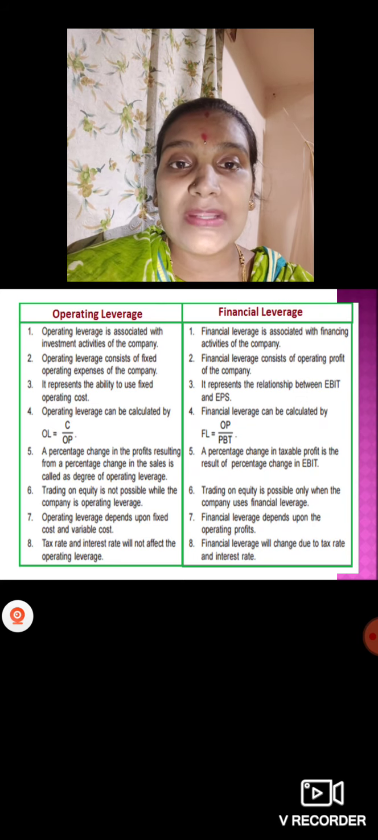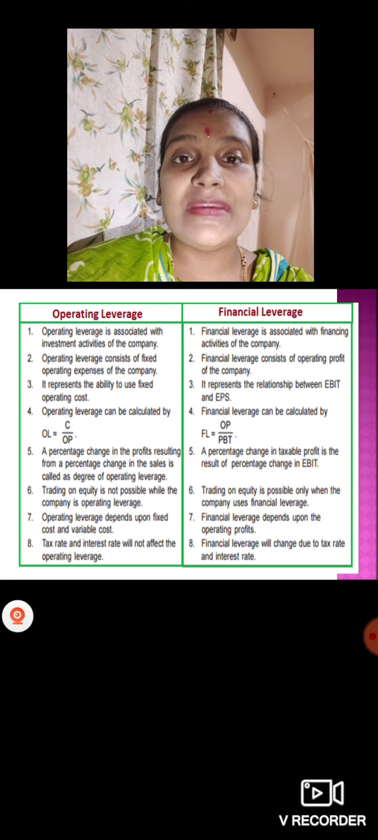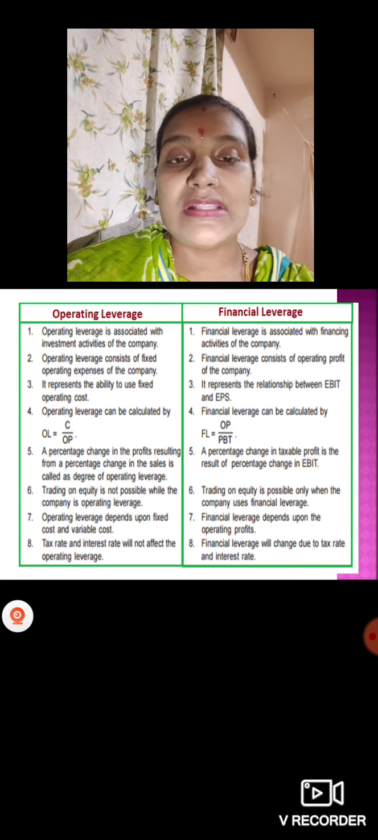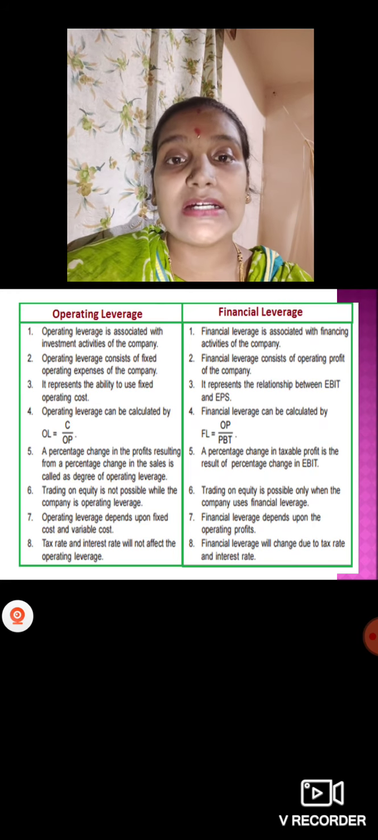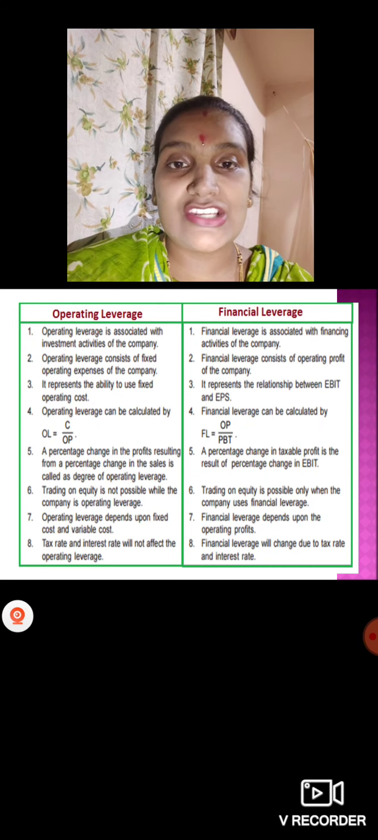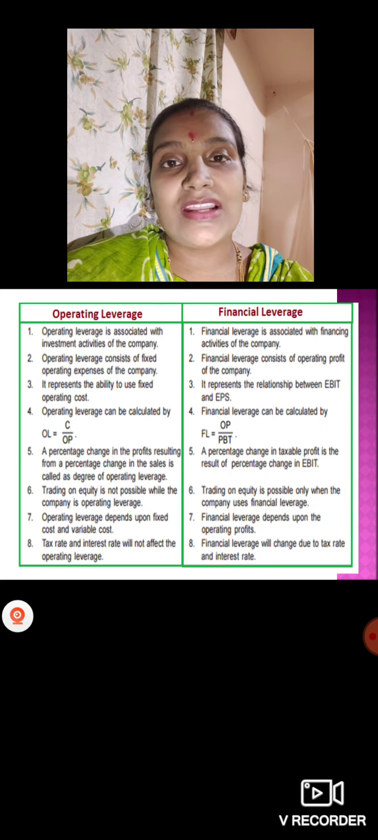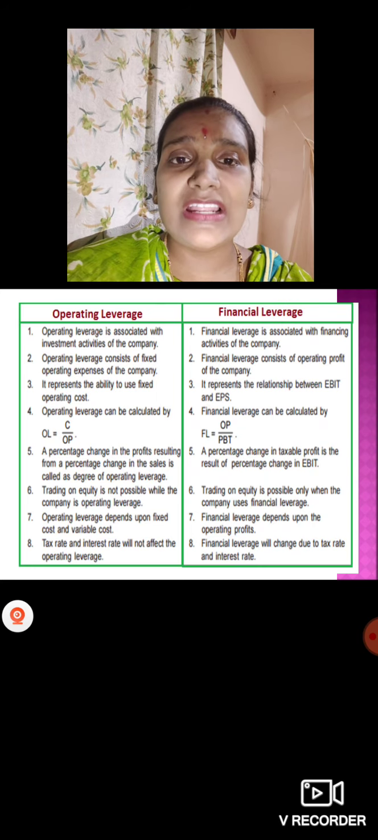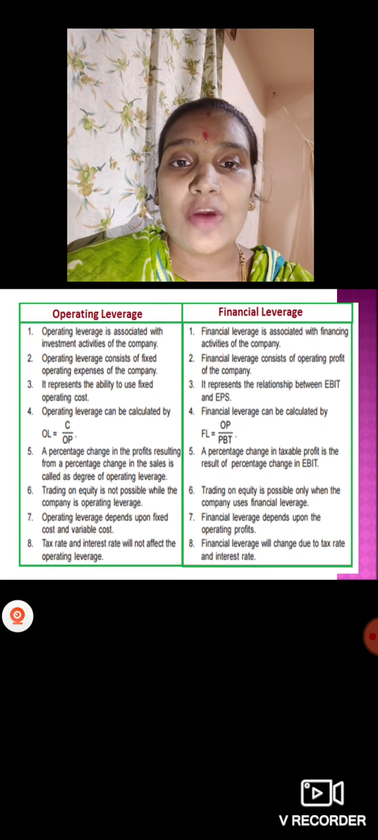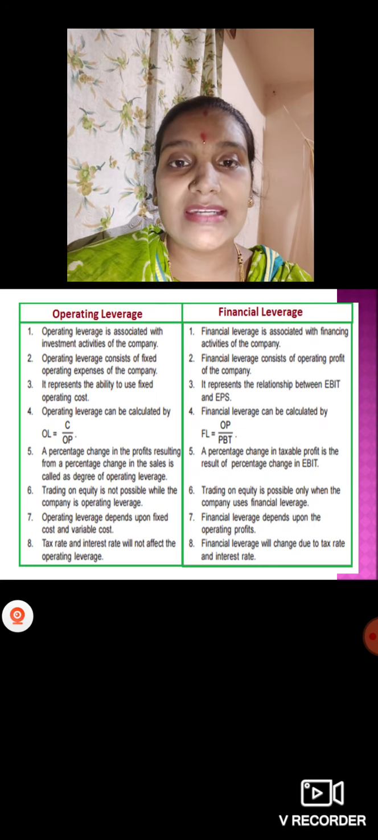And it represents the relationship between EBIT and earning per share, that is, earning before interest and tax and earning per share, which shows the relationship in financial leverage. Then operating leverage can be calculated as contribution divided by operating profit. And financial leverage is calculated as operating profit divided by PBT. Operating profit is nothing but EBIT, earning before interest and tax. OP they have written, operating profit.